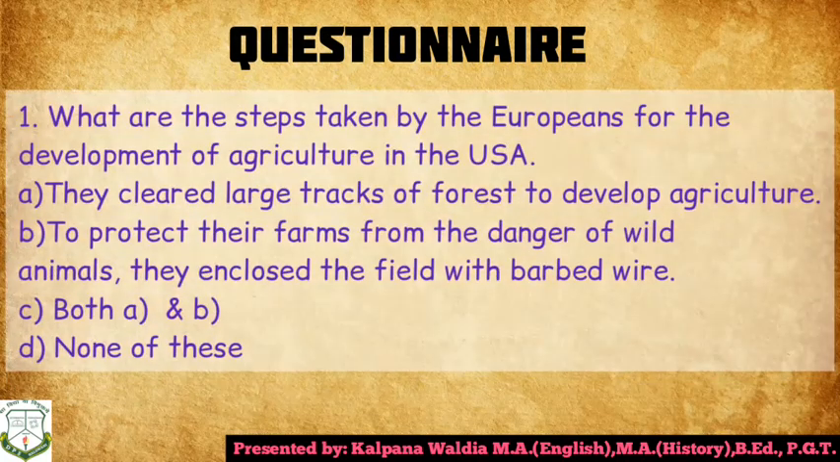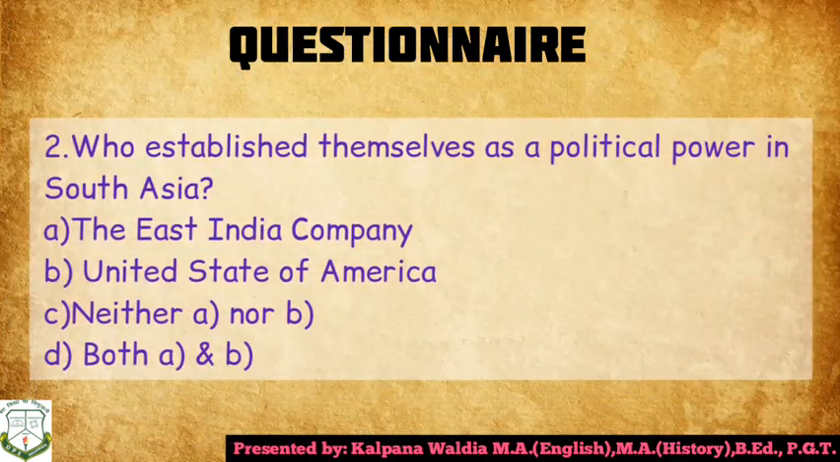Children, it's time to do some questions. What are the steps taken by the Europeans for the development of agriculture in the USA? They cleared large tracts of forest to develop agriculture. To protect their farms from the danger of animals, they enclosed the fields with barbed wire. Options: A and B both, or none of these. Next question: who established themselves as a political power in South Asia? East India Company, the United States of America, neither A nor B, or both of them.